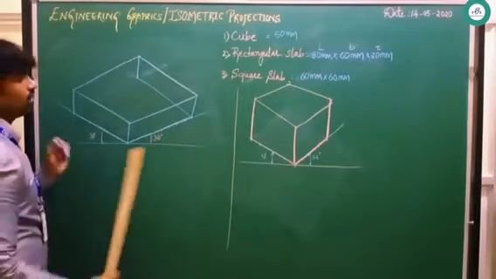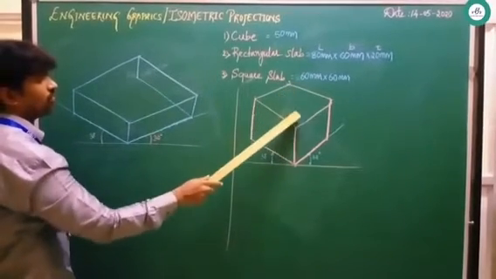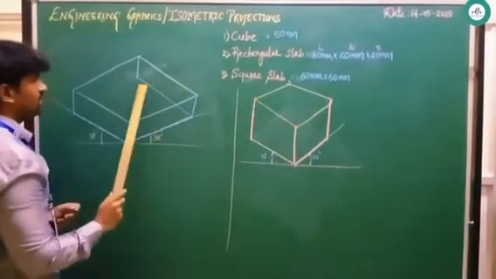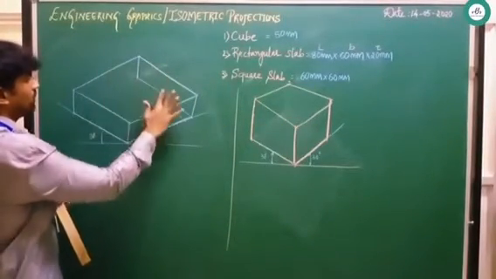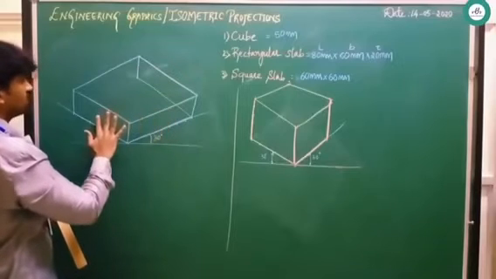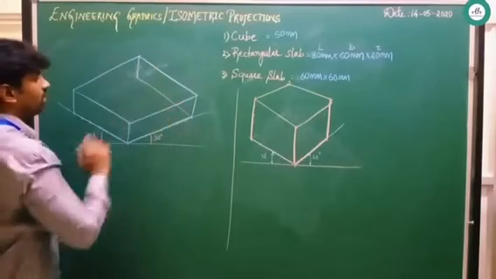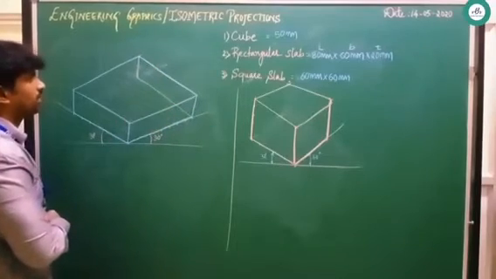figure. As I told, in this particular case, the top face is clearly visible, right face as well as the left face. Similarly, in this case also, top face is clearly visible, right face as well as the left face. You can erase these parts and complete this problem.